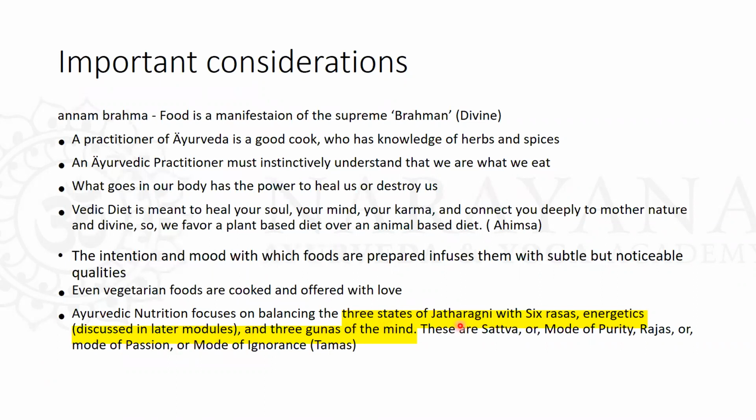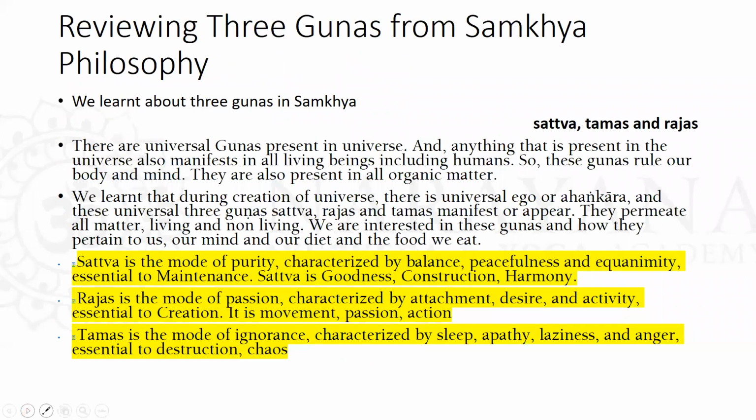My focus from a clinical perspective, in this AC 102 course module, is this: you have learned that Jataragni is in 3 states. It is either Mandagni, Tikshnagni, or Vishamagni, so it's either variable, sharp, or slow. How are we going to balance that with the 6 rasas? I'm not going to get into energetics, as I don't want to confuse you. And finally, the 3 gunas of the mind. Let's put all these gunas in perspective.